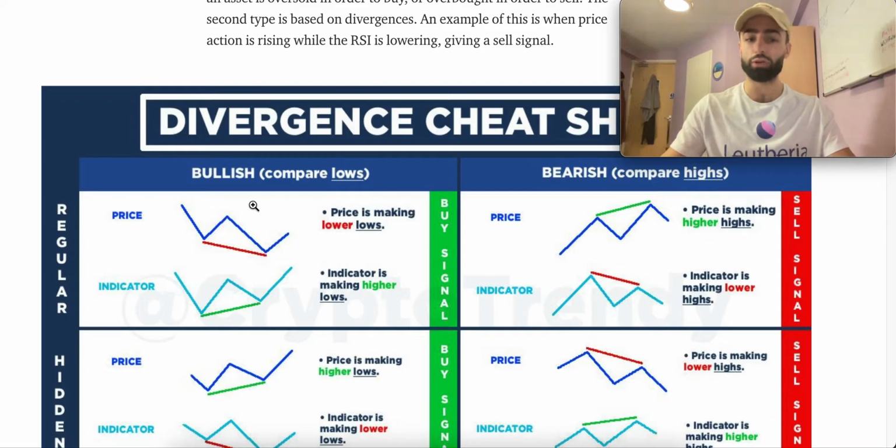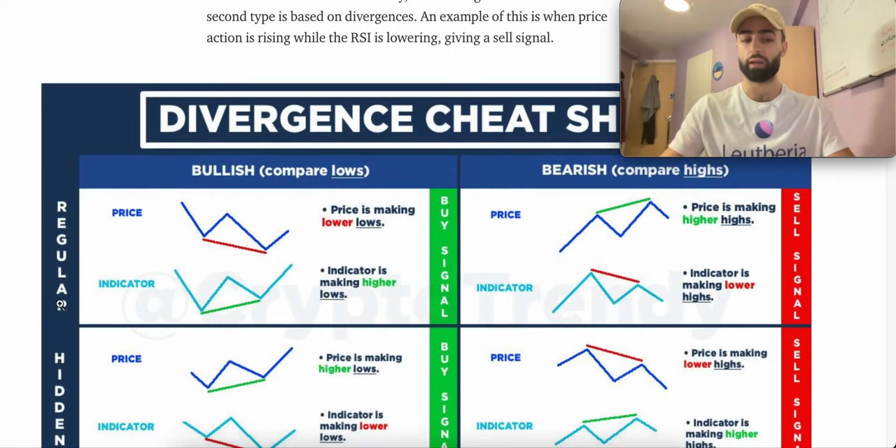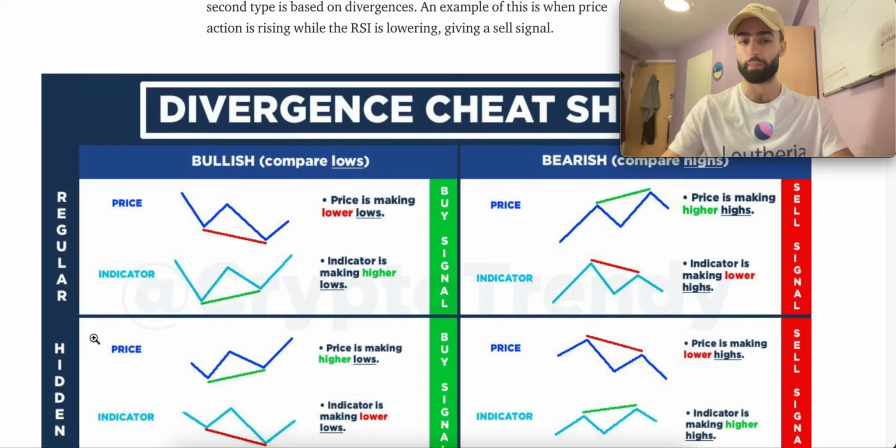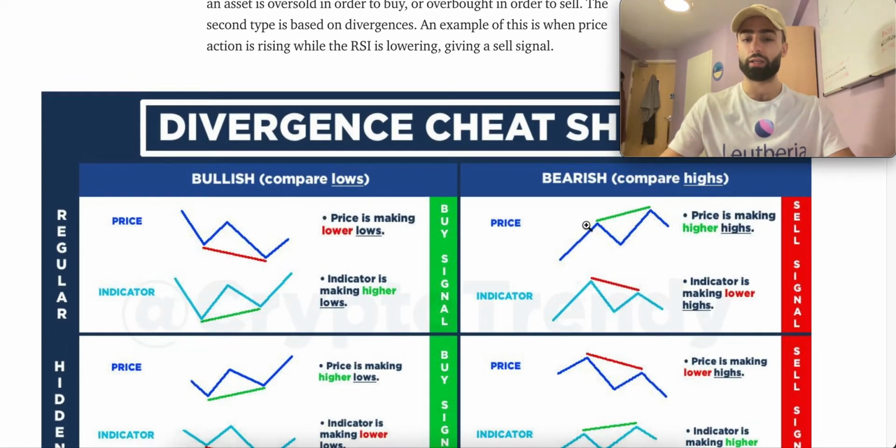If we look at the bullish regular divergence, first off, there are two different types of divergences: regular divergences and hidden divergences. And inside of those two categories, you can see that there's also bullish and bearish. A bullish divergence of either a regular or hidden type is going to tell you that this is a good time to buy the asset. This is a buy signal. Conversely, the bearish divergences are going to give you sell signals. These are telling you that the price should go down if you see one of these happen.